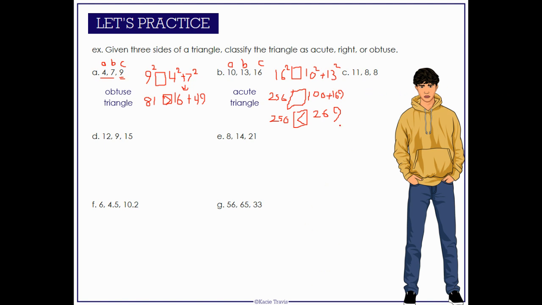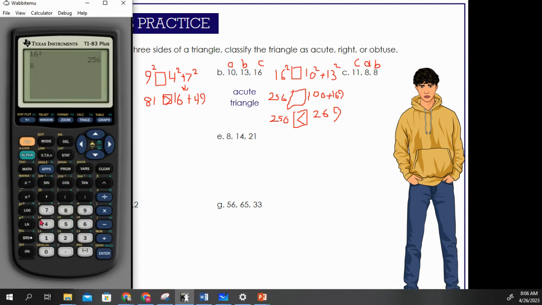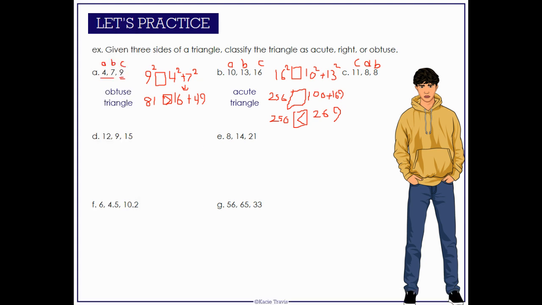All right, next one we got 11, 8, and 8. 11's our C. We got 8 and 8 being A and B. So let's pull up the calculator. We got 11 squared is 121. And we're looking for 8 squared plus 8 squared. That's 64 plus 64. That's 128. So because of that, that means that we got us an acute triangle because 121 is less than that.